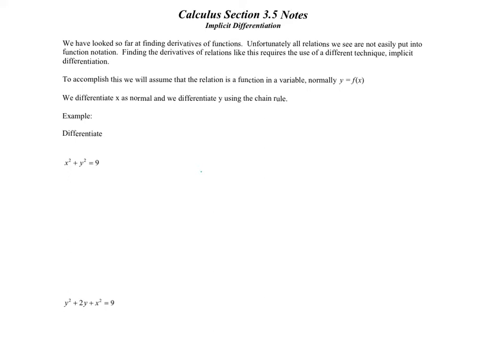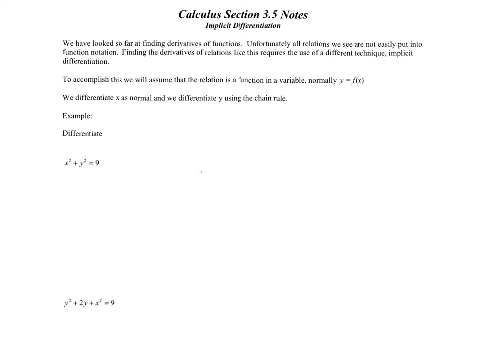All right, in this first part of section 3.5, we're going to look at what is called implicit differentiation. Now, we've seen lots of rules for differentiation. We have the product rule, the quotient rule, and the chain rule. Those are all great rules, but implicit differentiation is when you have a function that cannot typically be written as y equals some function.